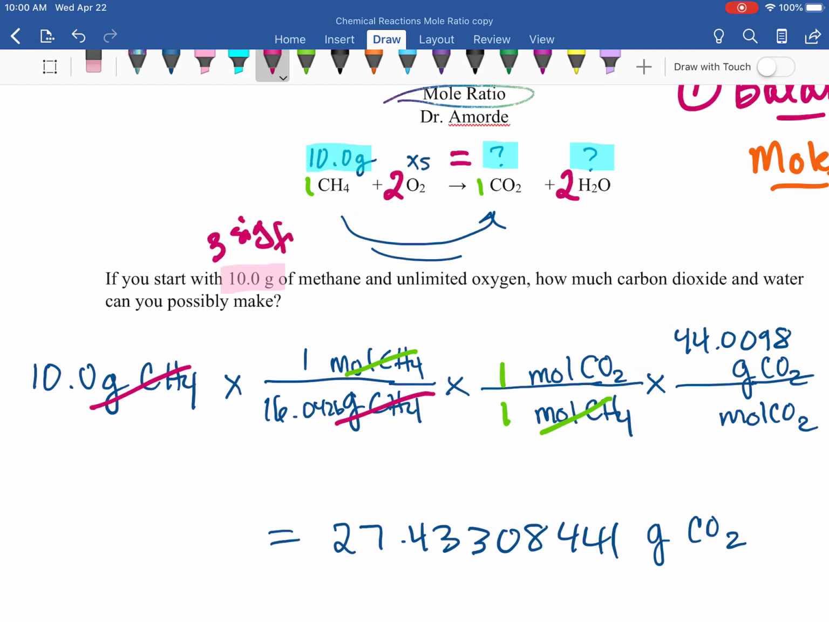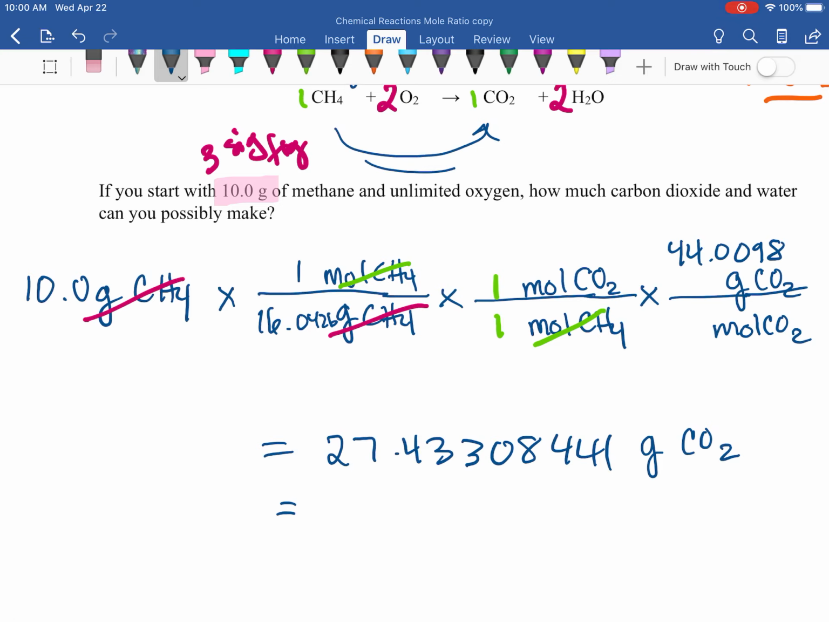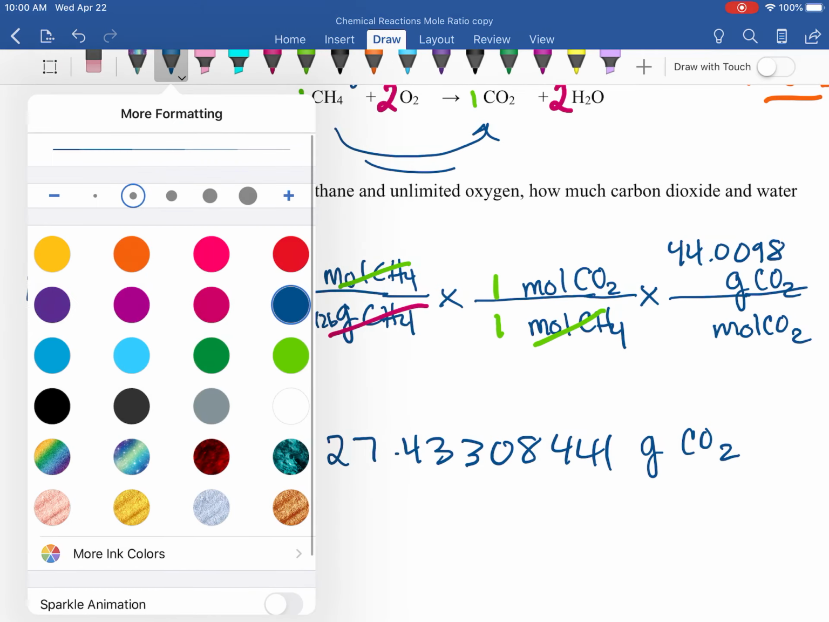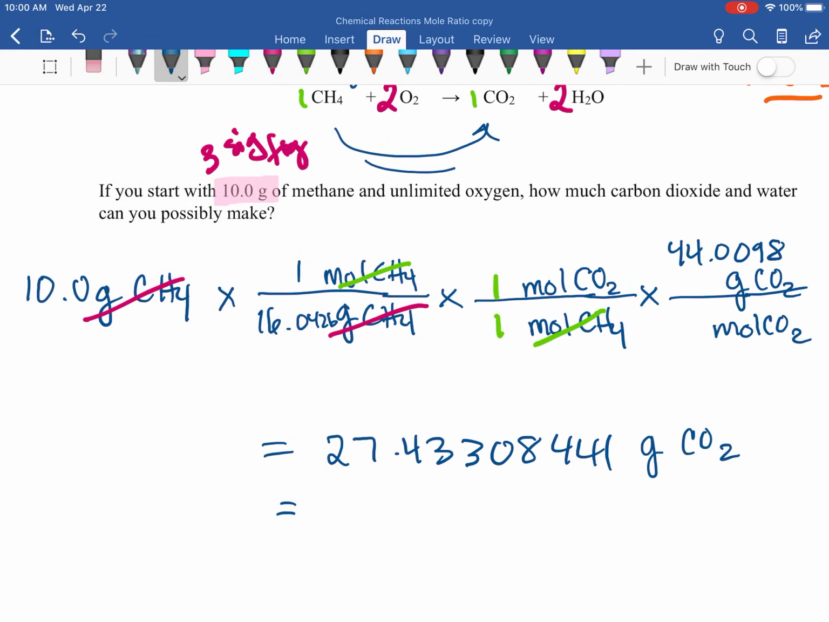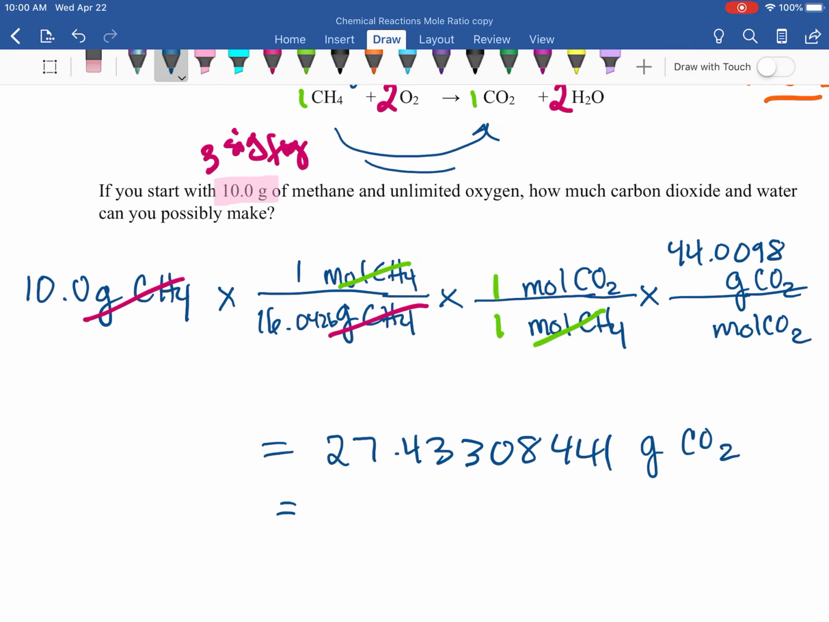How many significant figures are we going to use? We were given 10 grams of methane with 3 sig figs. So we're going to leave our answer in 3 sig figs. So what is this going to come out to? It's going to come out to 27. I'm not writing for some reason. 27.